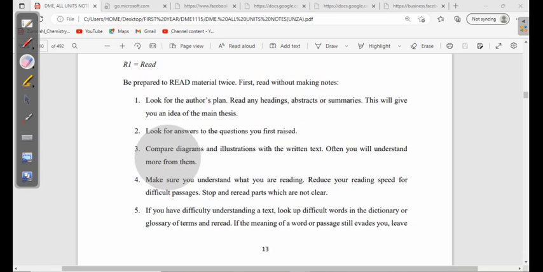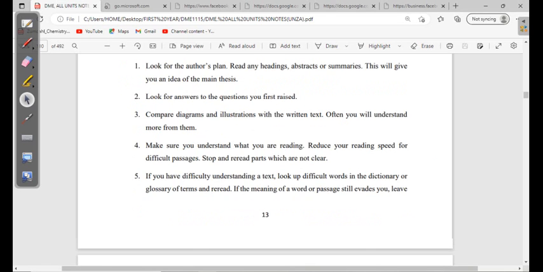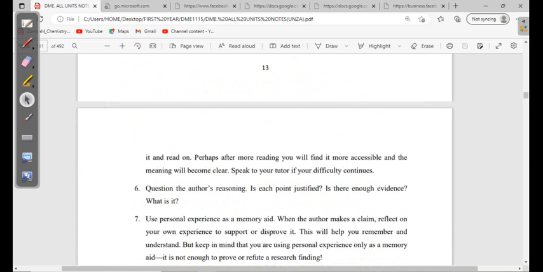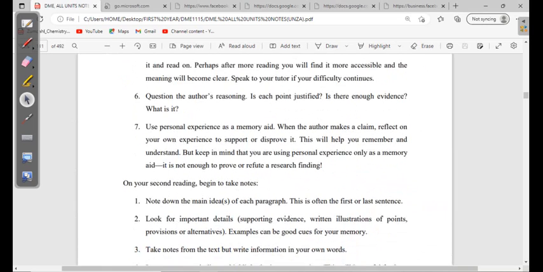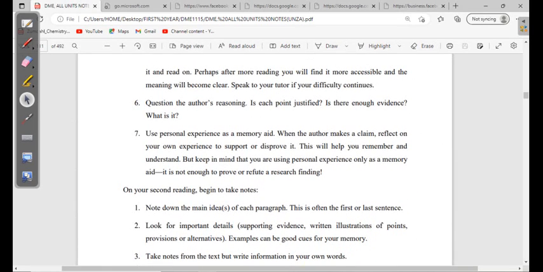Alright, so that is a read. Remember, you are prepared to read twice. And then six here: question the author's reasoning. As you get to read, you don't just accept everything. What was the author writing about? Is it justifiable? Is what he's saying making sense? So you need to question the author's reasoning.